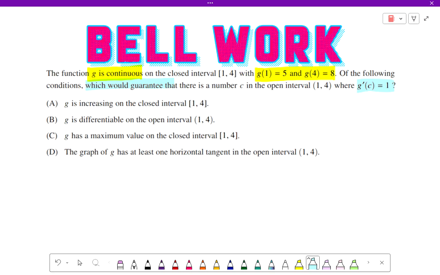equal to 1? Show me the fingers. 1 for A, 2 for B, 3 for C, 4 for D. What you got? I'm seeing a wide variety. I'm seeing some 1s. I'm seeing some 2s. I'm seeing some 4s. All right?